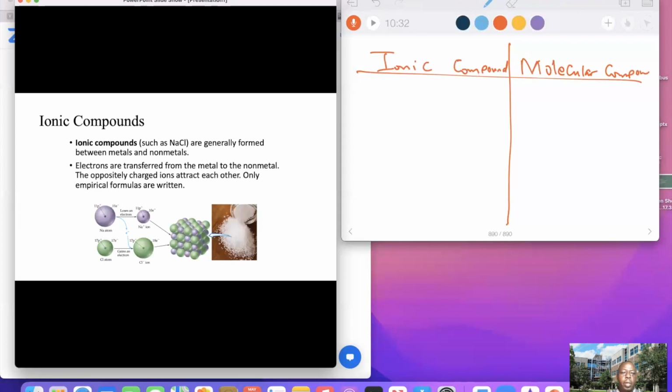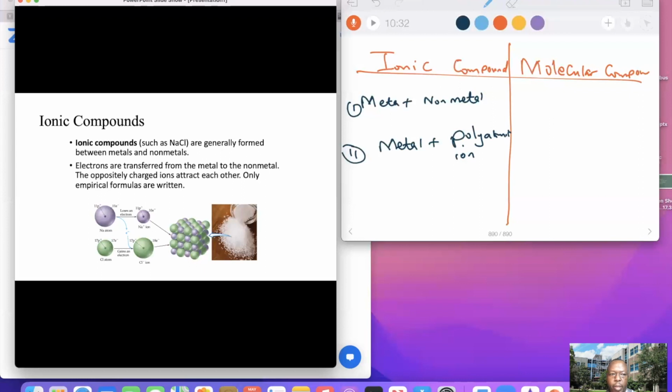Ionic compounds are generally formed between metal plus non-metal, or metal plus polyatomic ions. Right, this is for ternary ionic compounds.